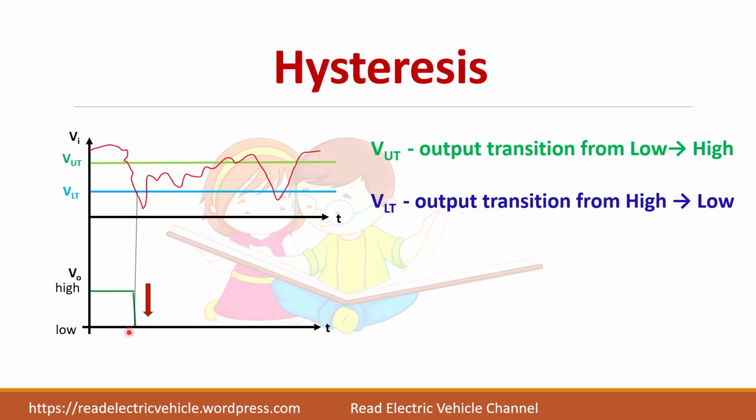Again, you can see the input voltage decreases, then increases. It exceeds the lower threshold, but there is no change in output. It will wait till it exceeds the upper threshold. Only when it reaches the upper threshold will the output change from low to high value, as mentioned here. At upper threshold, low to high will occur. This way we can eliminate the false triggering in comparators.